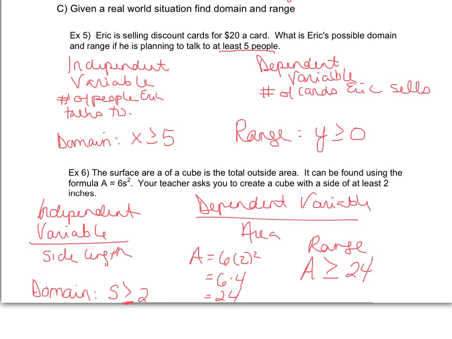So we're either looking at a set of points, a graph, or a situation, but domain is always going to be the possible values for our independent variable, which is often x, and the range is always going to be the possible values for our dependent variable, which is often, but not always, y. Bring these with you to class. If you have any questions, we can talk about them then.